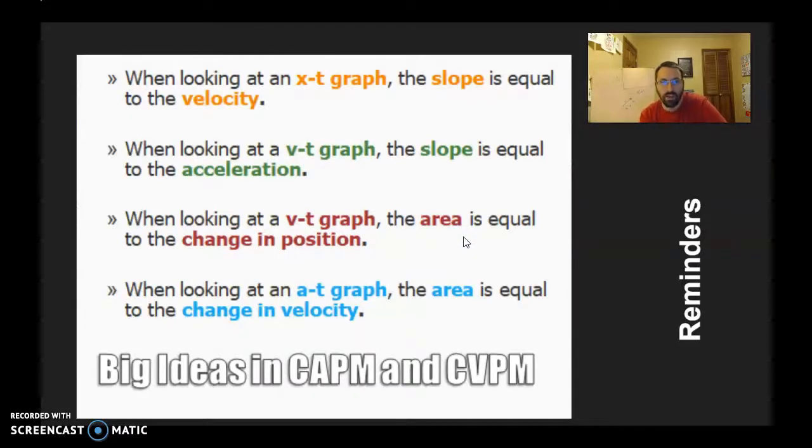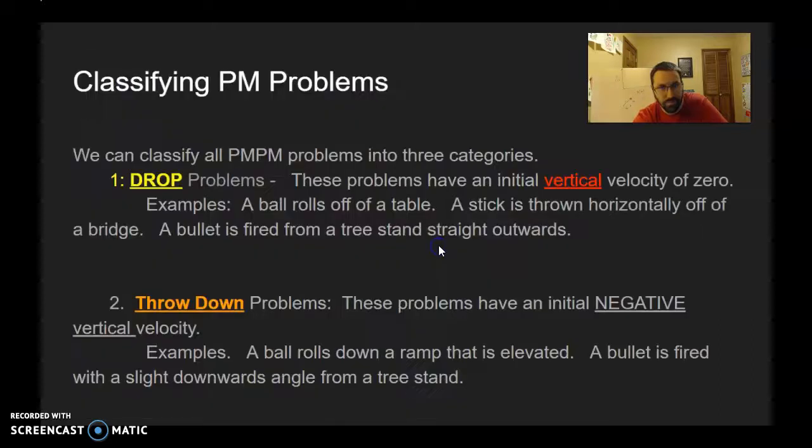Okay, going back as a review of ideas in constant acceleration and constant velocity, anytime you have a position time graph, the slope of that graph will equal your velocity. Anytime we look at a velocity time graph, the slope of that will be the acceleration. If you look at the velocity time graph, the area under the curve will show you the displacement or the change in position. And anytime you look at an acceleration time graph, the area in that will be equal to the change in velocity. Those are just some of the ideas that we talked about in the first semester.